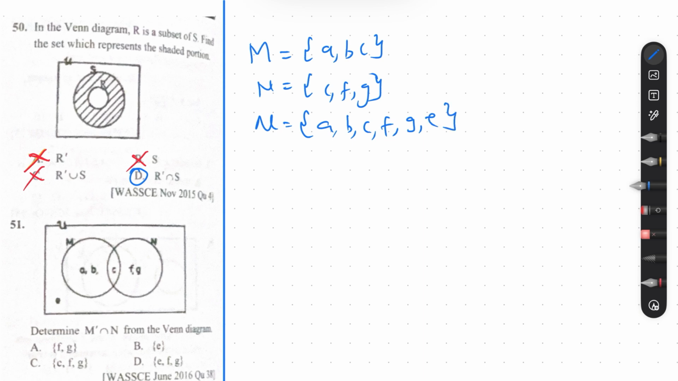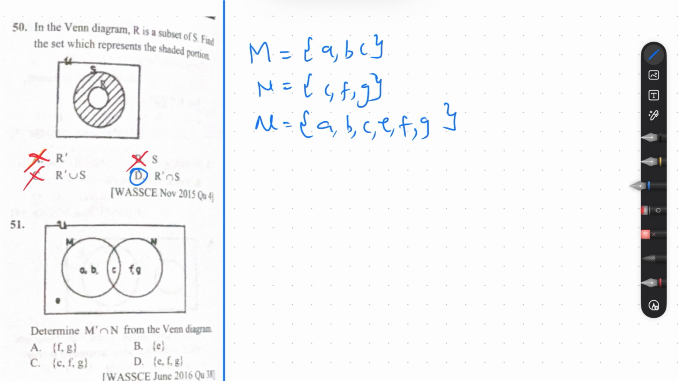Okay, so now the question says we should find... actually, let's write it in order so that we don't get confused. A, B, C, then we have E, F, G. Okay, cool. Now we have it in order. The question says we should find M complement intersection N. So let's find M complement.